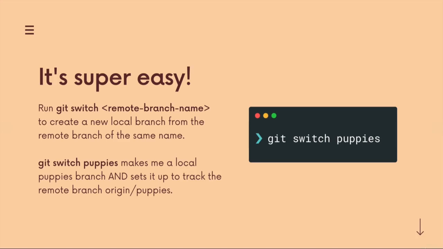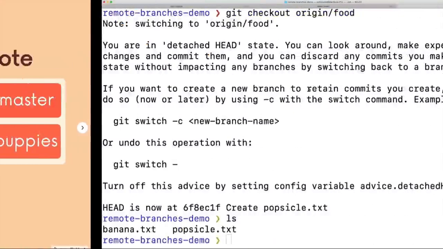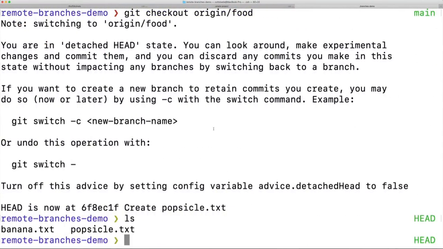So we can change that, and we could have a branch called puppies that actually is tracking a branch called origin/cats. We can do that ourselves, but by default, we usually want them to be the same. When I do git switch puppies, Git will make me a local puppies branch, and it will automatically set it up to track the remote branch origin/puppies. So I end up with my own branch puppies, and it's connected to origin/puppies in the same way that master is connected to origin master, or in the same way that main is connected to origin main.